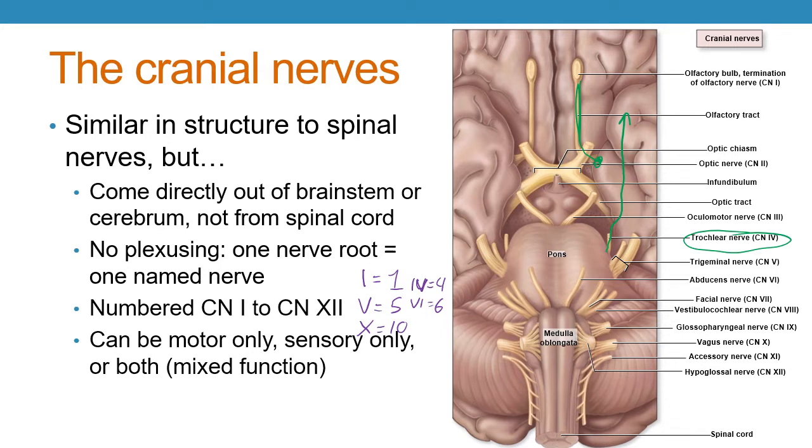And finally, whereas the spinal nerves, at least the numbered ones, were all both motor and sensory, any particular numbered cranial nerve can be motor only, meaning it only carries information to and from muscles, sensory only, meaning it only receives information from a particular special sense organ, or both. It can be a mixed function nerve.